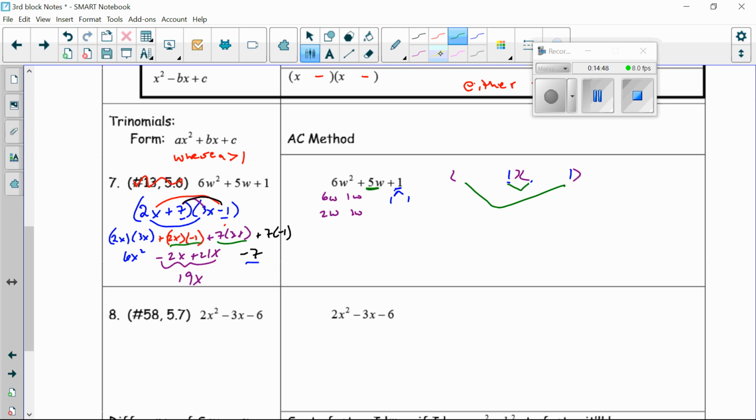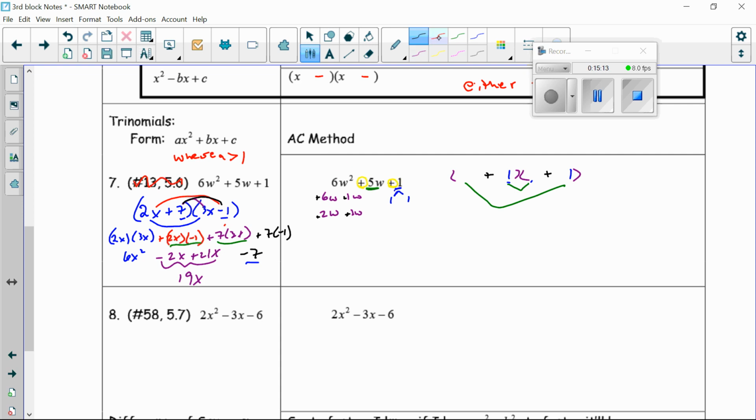Here's where knowing the signs comes in handy. Because these are both positive, I know that these also both need to be positive, because that's my rule. If it multiplies and adds to a positive number, it's going to be a positive value. So that helps even more. That means that all of these have to be positive values.